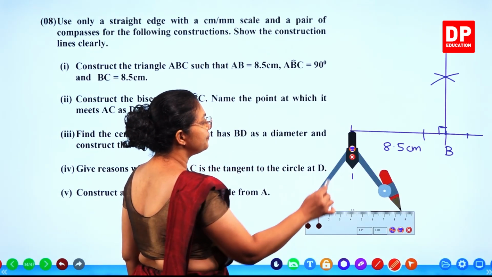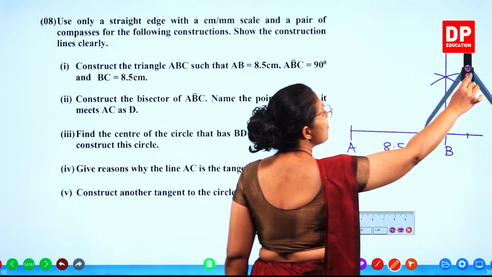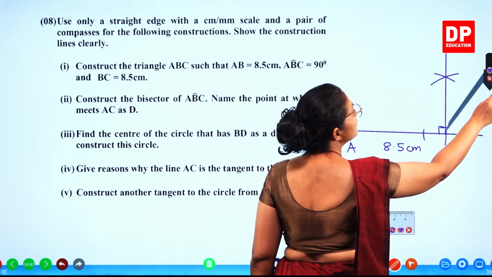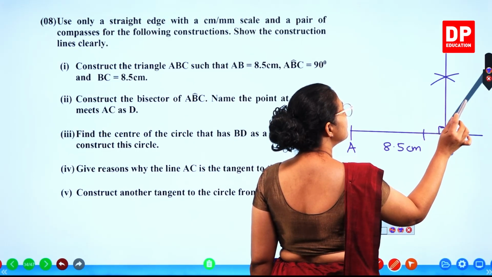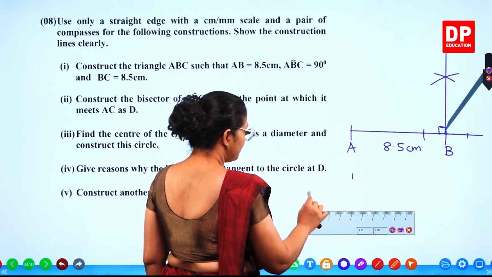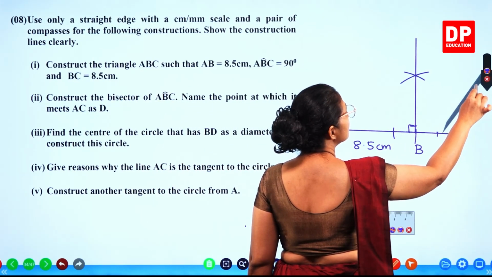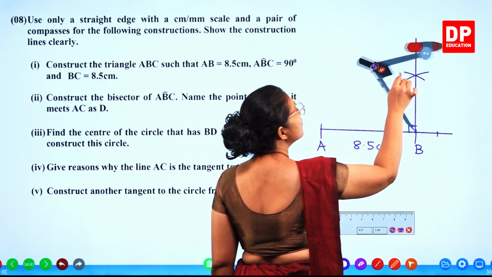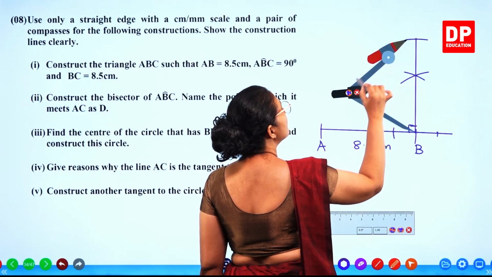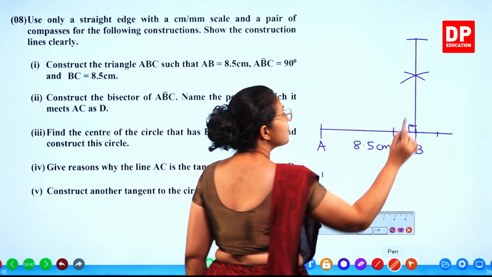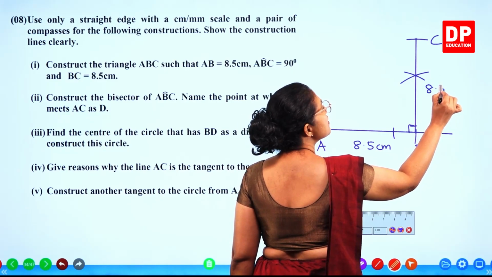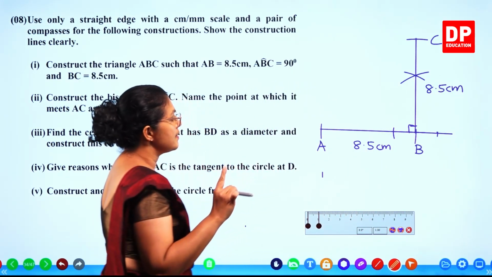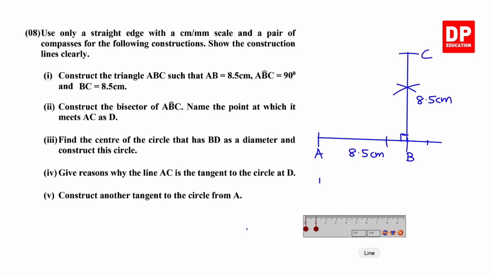8.5 centimeter length, and you can mark the C point. This is C point and this is 8.5 centimeters. Now connect A and C and complete the triangle. So that's the first part.